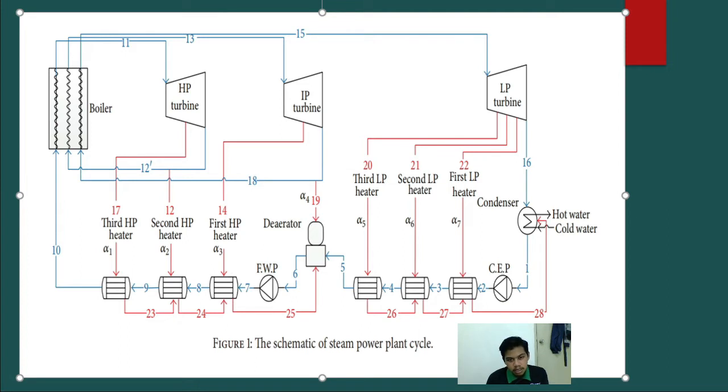After this process is complete, the last process is from the low pressure turbine LP. It will flow into the condenser to complete the cycle for this study. So that's all. That's the flow process of the cycle of the schematic steam power plant. Thank you. The other part will be explained by my friends.